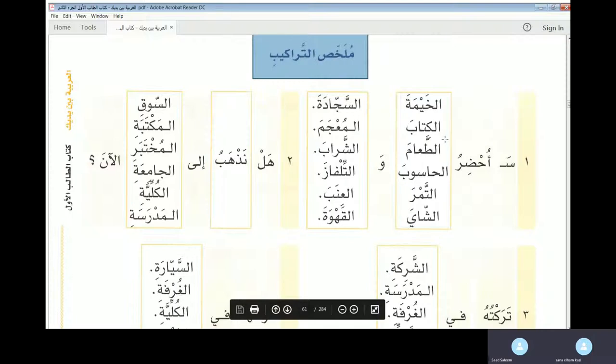ملخص التراكيب. What is ملخص? ملخص التراكيب. Summary of the structures.